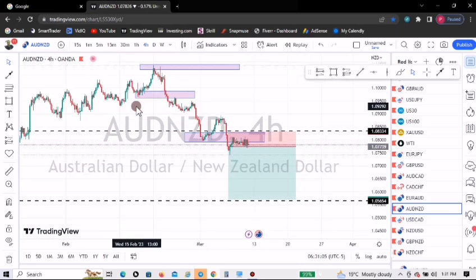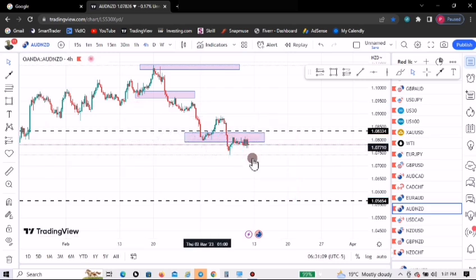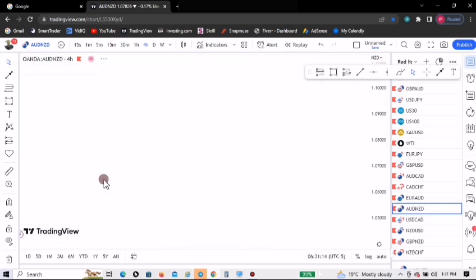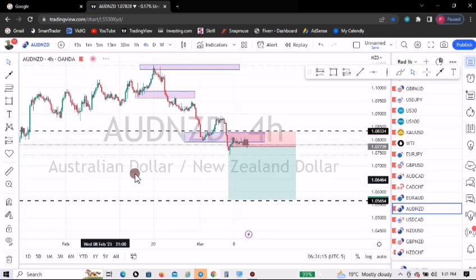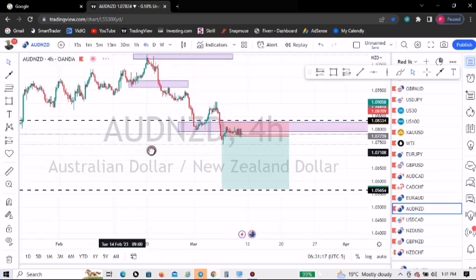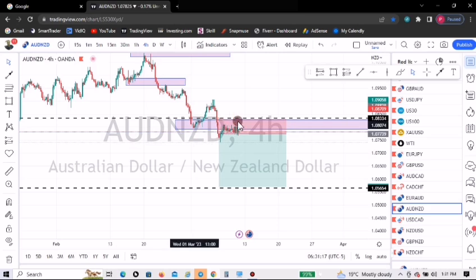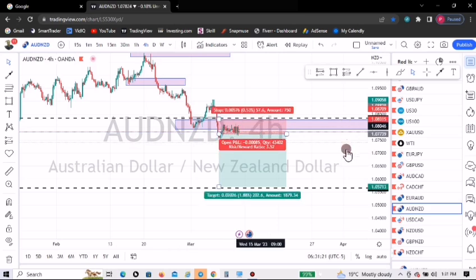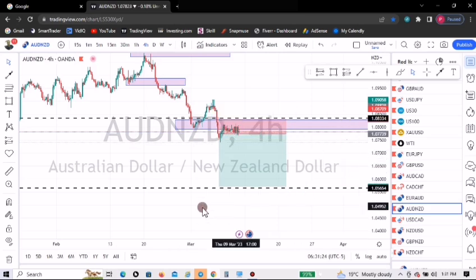Oh, we have a trade right here. When price closed below this, what happened? Okay, it's refreshing. Okay, when price closed below this key level, I sent a sell trade from the 4-hour. Okay, we'll still hold here.